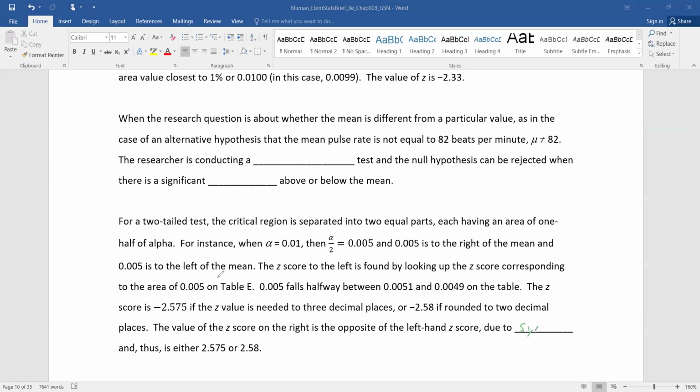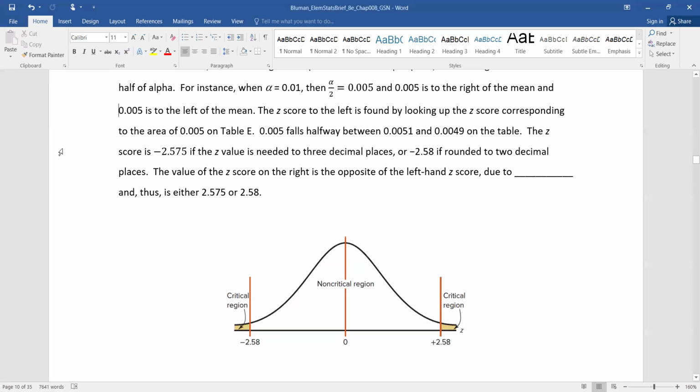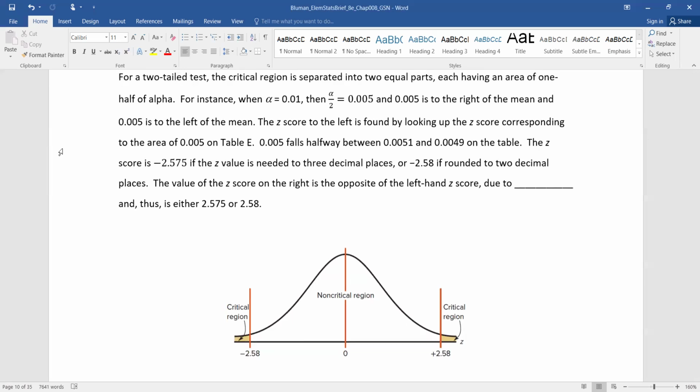Due to symmetry, it is either 2.575 or 2.58. So now what this means is, for a two-tailed test to see if there is a region in which it can be different, if we find anything less than negative 2.58 or greater than 2.58, then we can reject the null. If it falls in between, we do not reject the null hypothesis.